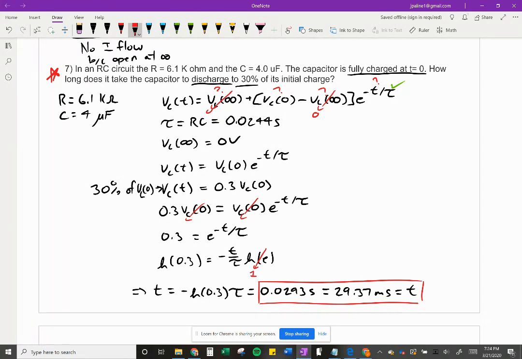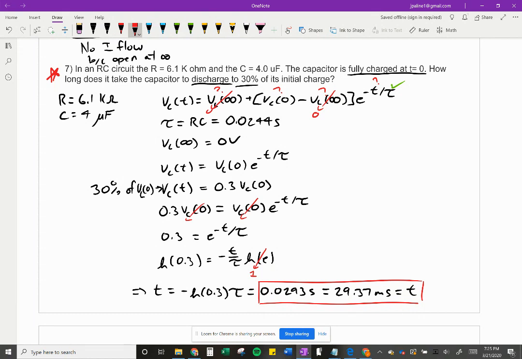So it says, in an RC circuit where they give you a resistance value and the capacitance value, so these two values here. An RC circuit is just a resistor capacitor circuit. The capacitor is fully charged at time equal to 0. How long does it take the capacitor to discharge to 30% of its initial charge?